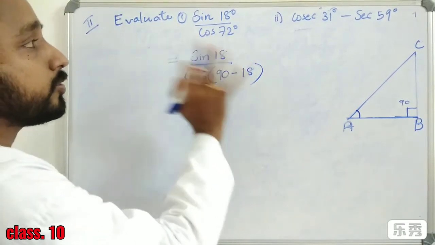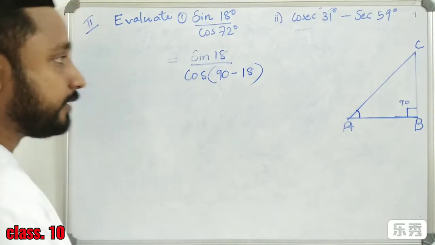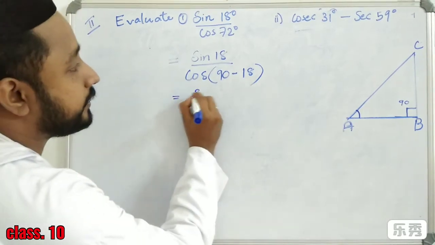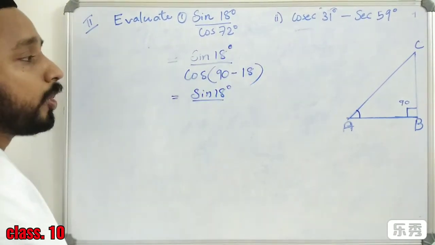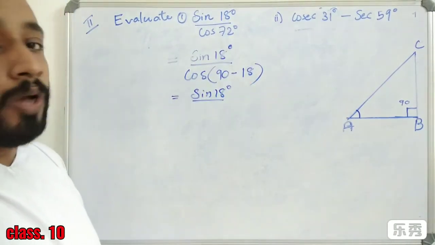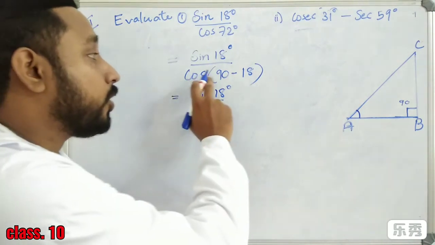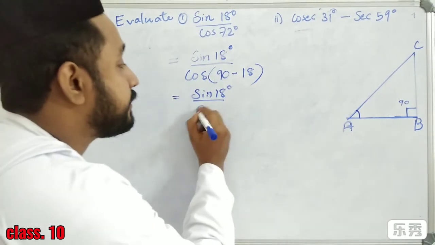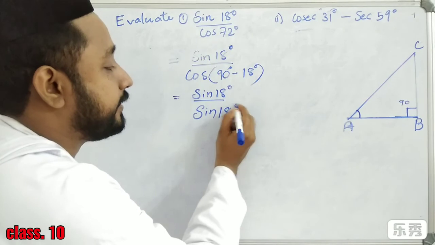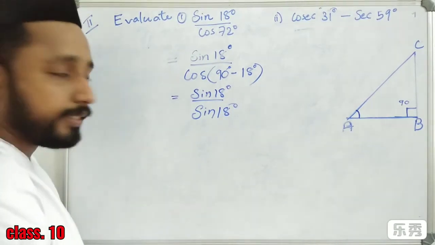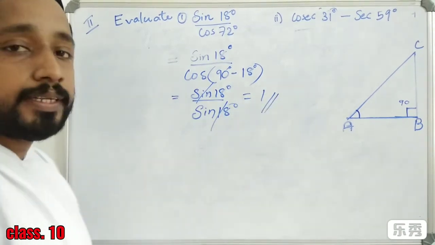So sine 18 by cos 72. Instead of this 72, I wrote 90 minus 18, which is equal to sine 18 degree by cos of 90 minus 18. We know cos 90 minus a is sine a. Therefore, cos 90 minus 18 is sine 18. So sine 18 by sine 18 cancels. The answer is 1.